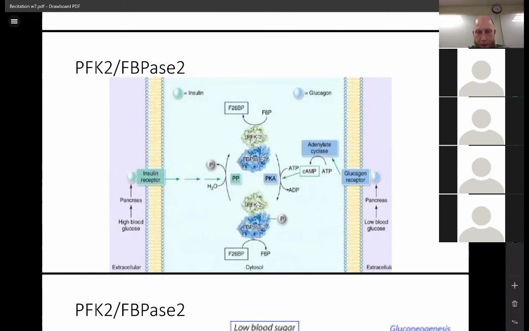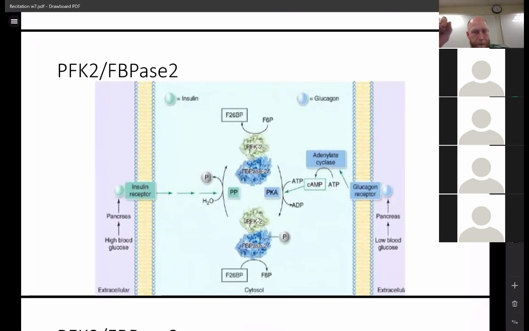So if this slide looks familiar, it's because I stole it from his lecture. And so good on you for noticing that. But the point that I'm making is that you have two signal molecules that are going to signal for different things. But you have to remember that the glucagon signal and the insulin signal are not going to be produced at the same time.